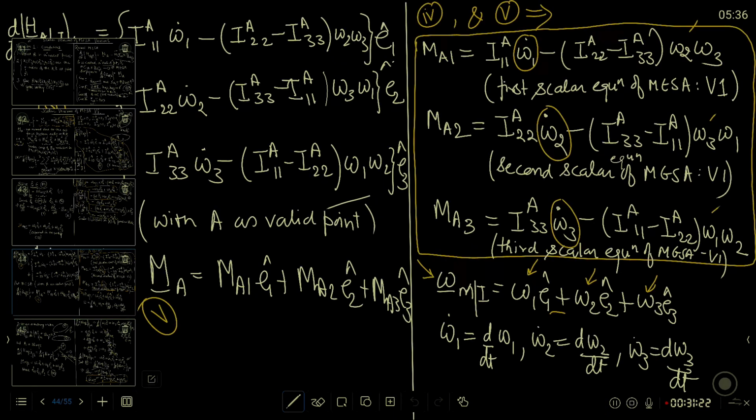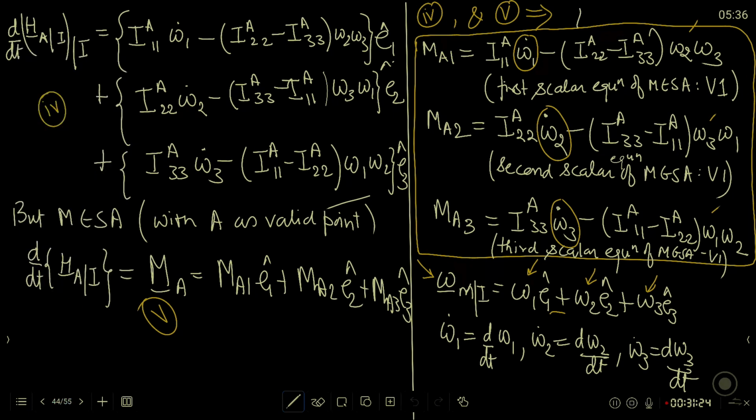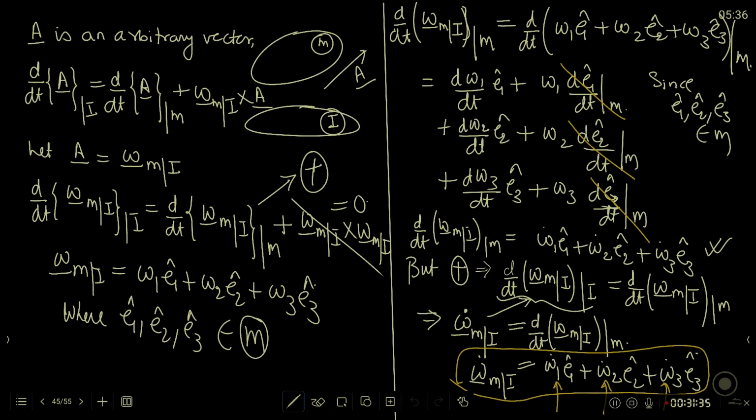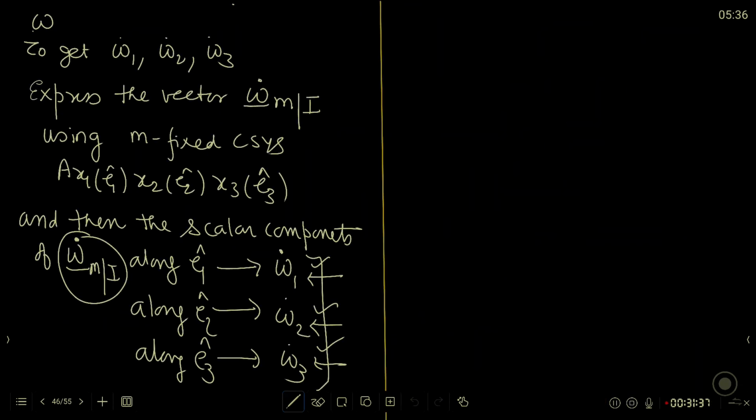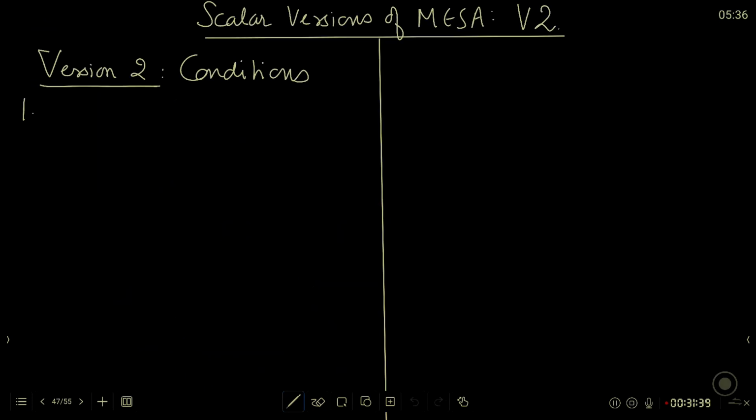Now let's go to what I call version 2 of MESA. Version 2 of MESA will be useful if the following conditions are being satisfied by the problem that you have in hand. What are those conditions?